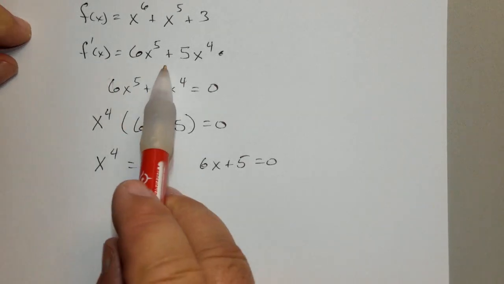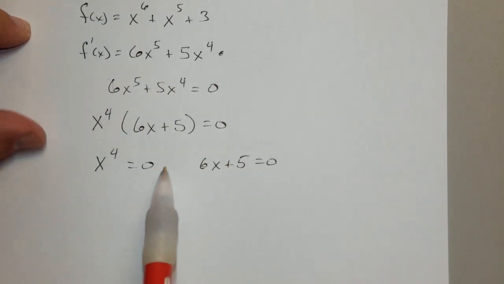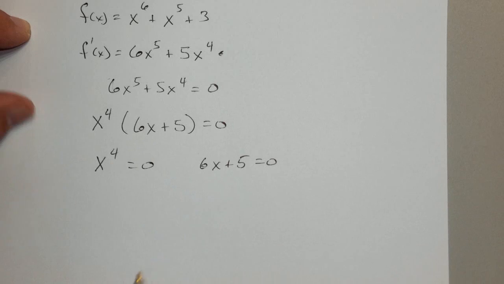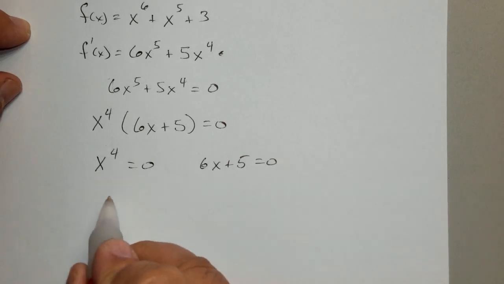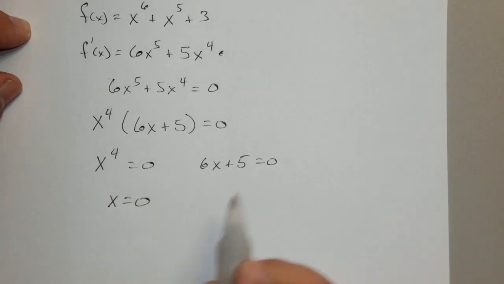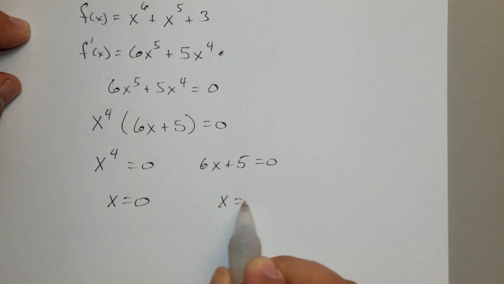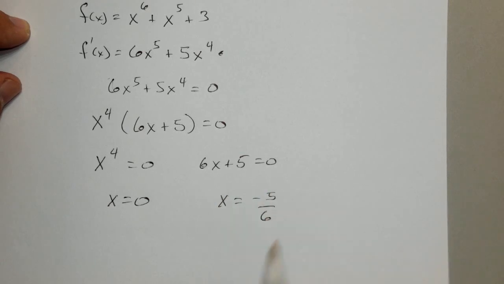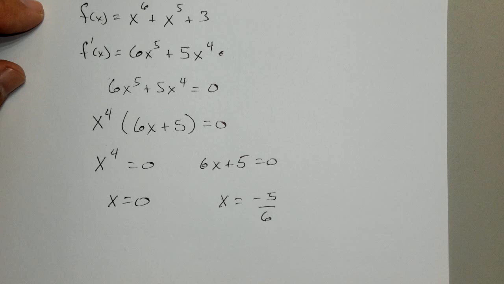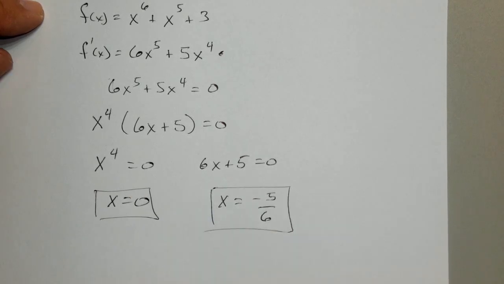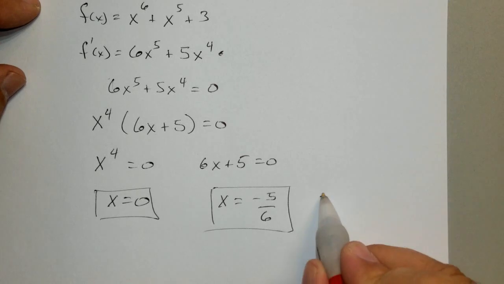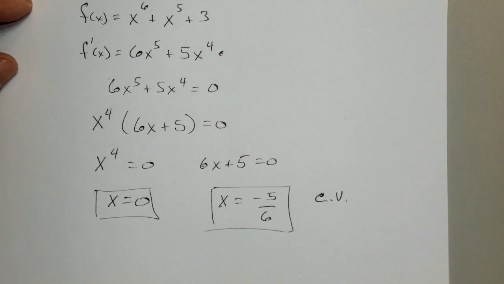Once you take the derivative, set it equal to 0, solve, and then take each of the factors, set them equal to 0. So x equals 0, and x equals negative 5 over 6. Those are my critical values.